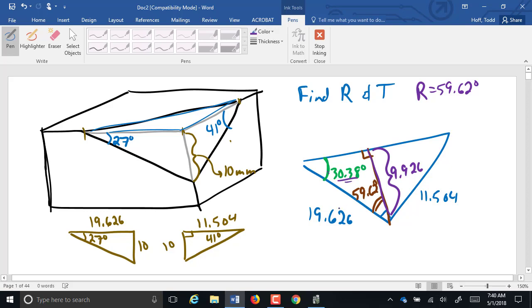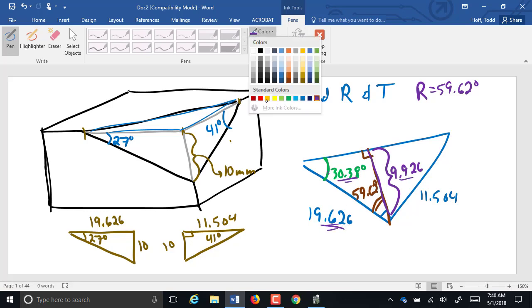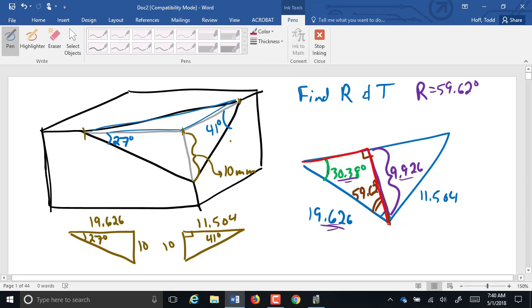This angle here and this side, that's going to be a cosine, opposite over hypotenuse. Because now if we're looking at this triangle, the 19.626 is now the hypotenuse of that one. Sine, yeah. Did I say cosine? Yeah. Because the sine of 30.38 is opposite over hypotenuse. So that 9.926, that's this length right here.